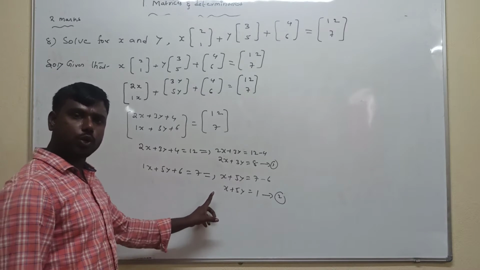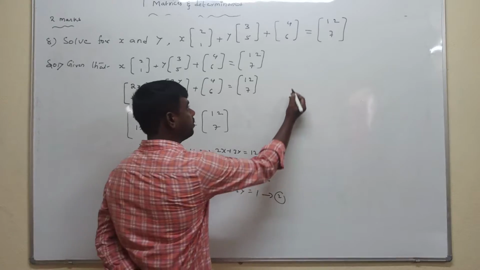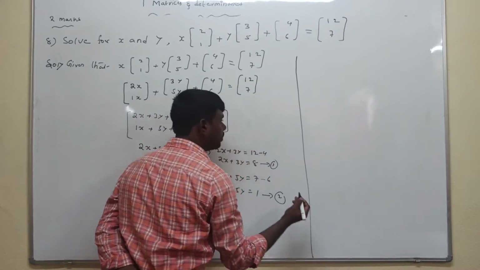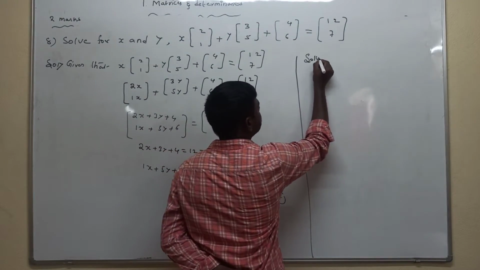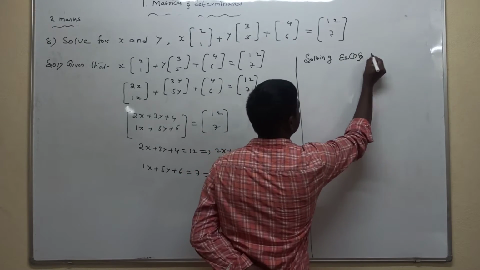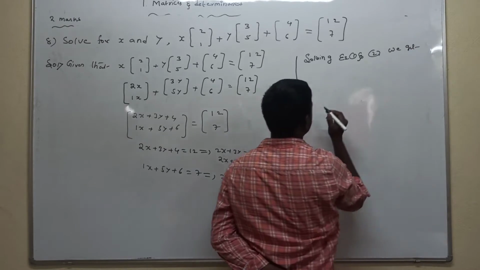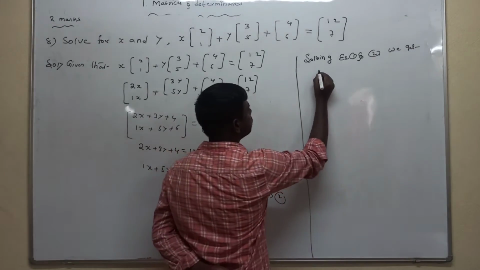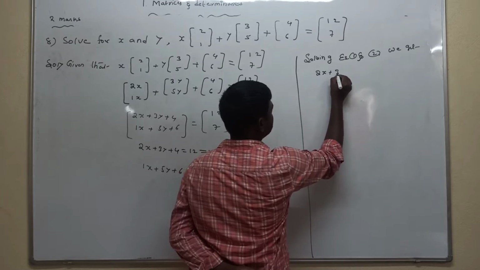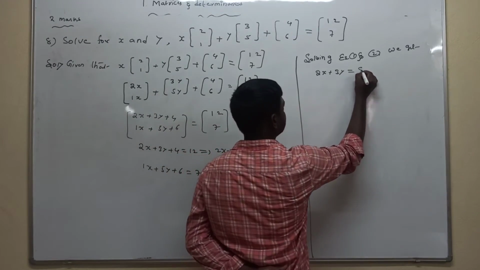Here also the x coefficient is 2 and 1, so equation number 2 is multiplied with 2. That's why now, solving equation 1 and 2, we get the first equation: 2x plus 3y is equal to 8.